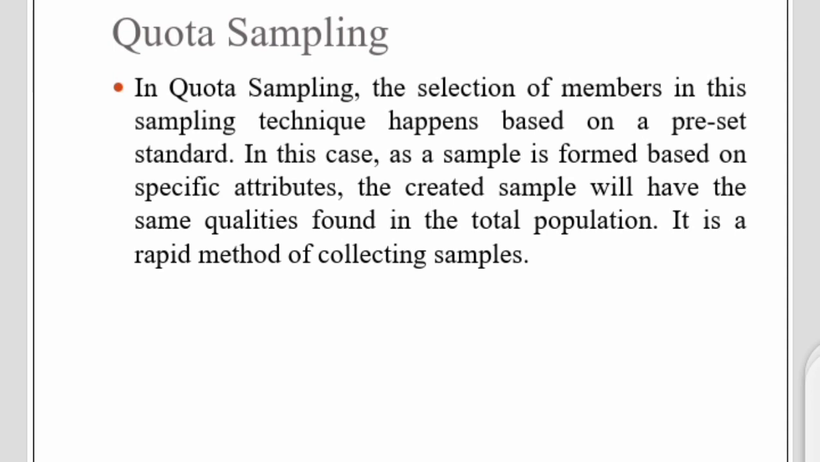Quota sampling. In quota sampling, the selection of members in this sampling technique happens based on a preset standard. In this case, as a sample is formed based on specific attributes, the created sample will have the same qualities found in the total population. It is a rapid method of collecting samples.